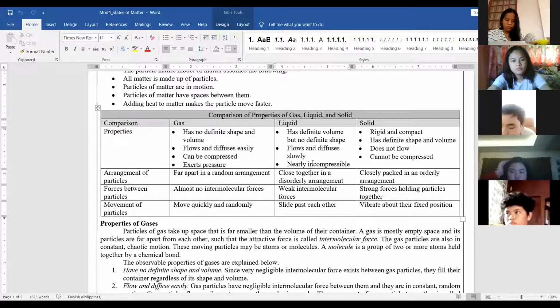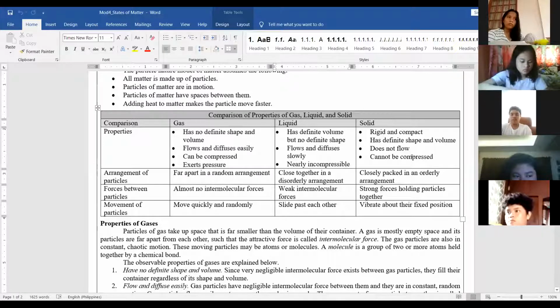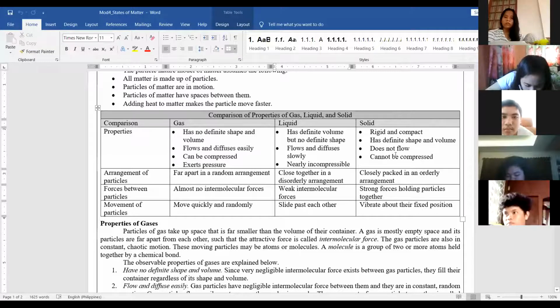But solids cannot be compressed. An example is wood. With a strong mechanical force, you can compress wood, but with your own hands, you cannot, unless you are a Superman that can compress even steel. It is because the atoms or the molecules of a solid are tightly packed with each other with no space at all. They have a definite shape and volume, and they do not flow.